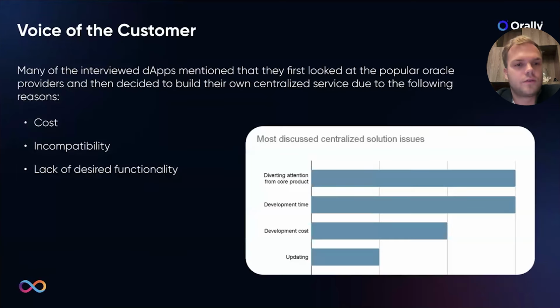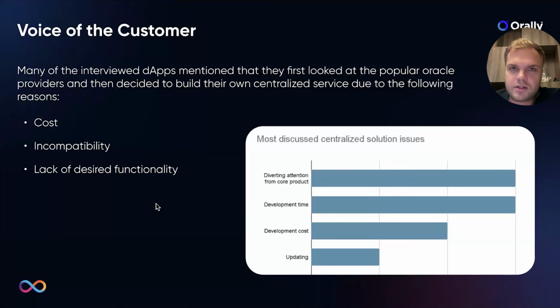We've interviewed some decentralized applications and realized that our hypothesis, which you mentioned before, is right. It's a common situation when new projects start to research Oracle providers and realize that nobody can fit their problem, and that's why they start building their own centralized solution. Firstly, it could happen because of expensiveness, incompatibility, or lack of different data types provision.